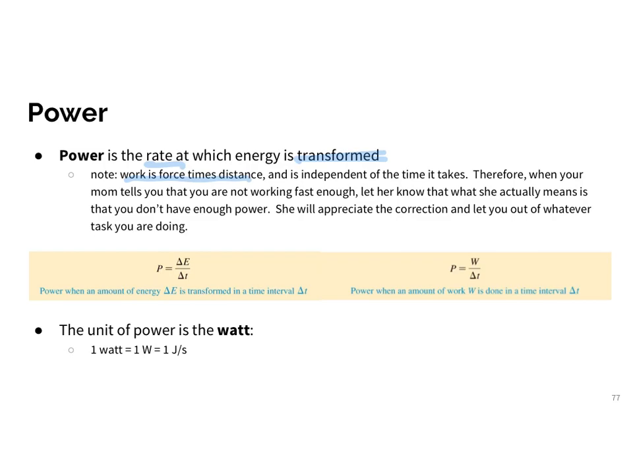So, a little side note, when your mom tells you that you're not working fast enough, let her know that what she actually means is that you don't have enough power, because work is independent of time. Power is not. She will greatly appreciate the correction from you and let you out of whatever task you're doing. Moms love being corrected about stuff like that.